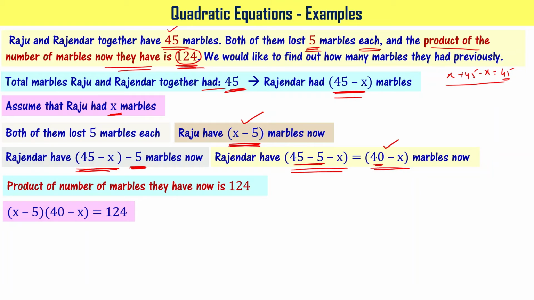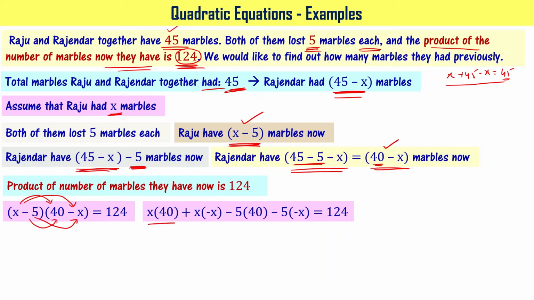Now let us simplify this equation. To do that, I have to multiply X with 40 and X with minus X, then minus 5 with 40, and minus 5 with minus X, right? Let me write that. X times 40 plus X times minus X, minus 5 times 40, and minus 5 times minus X, that is equal to 124, right? This is 40x, this is minus x square, this is minus 200, and this is plus 5x, right? Let me write that. 40x minus x square minus 200 plus 5x equal to 124.